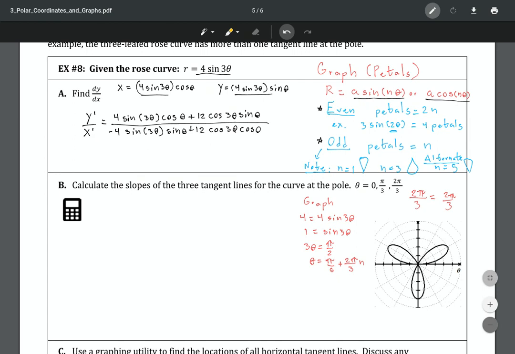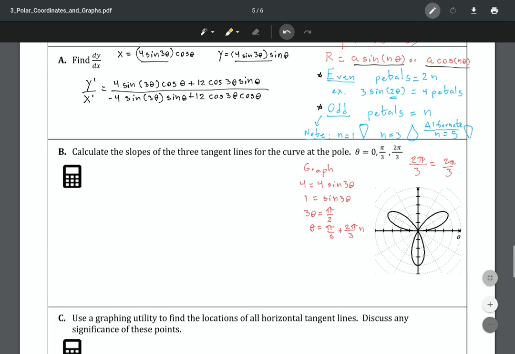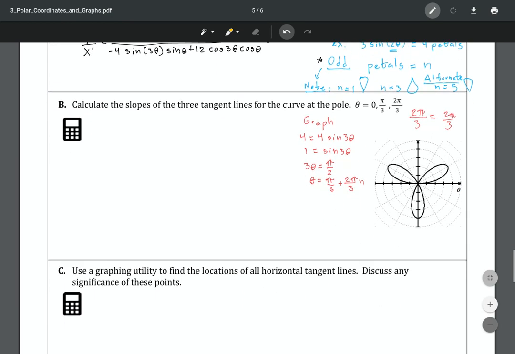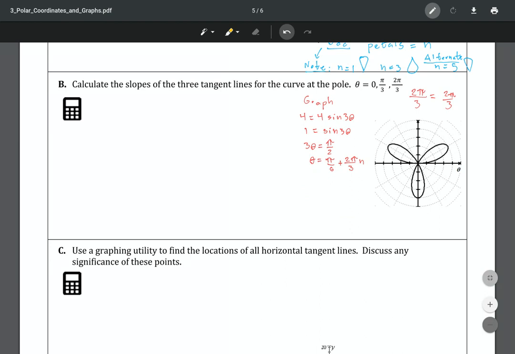Okay, so let's start on the derivatives. Check it out. I had to use the product rule on each one. All right, so that's the derivative. Now, before we go on to calculating the slopes of the 3 tangent lines at the pole, let me talk about how they were able to graph this.